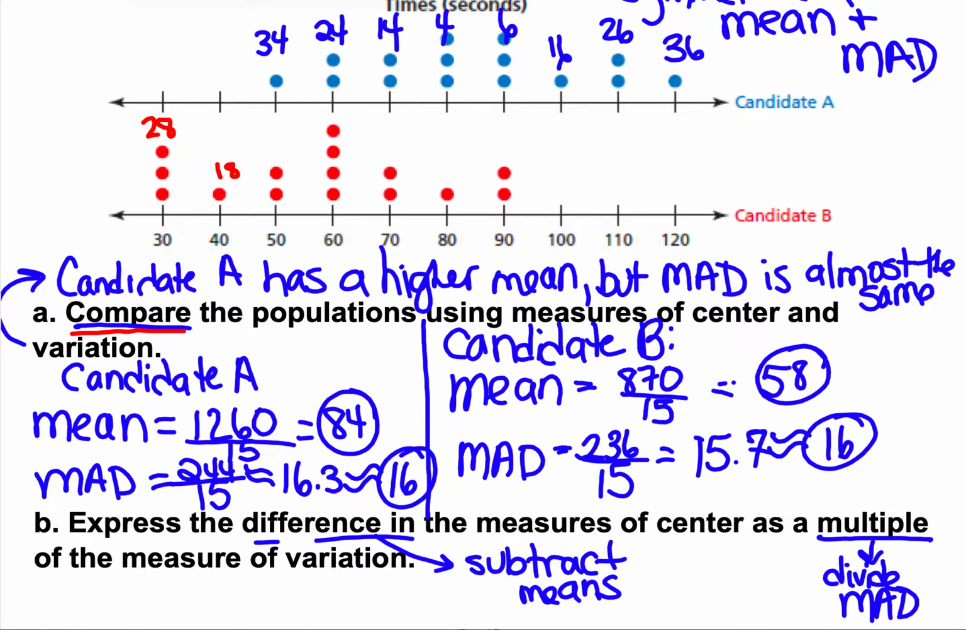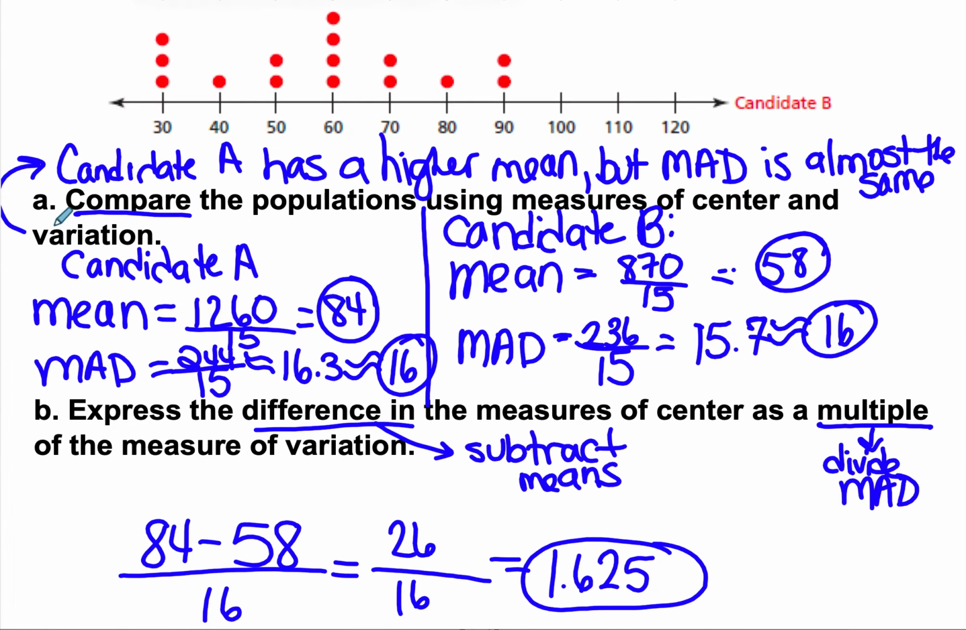All right, so when we do that, we do 84 minus 58. Those are our two means. We subtract by 16. If you don't get the same measure of variation, you can pick either one to divide by. When we did 26 divided by 16, we got 1.625, so 1 and 625 thousandths.